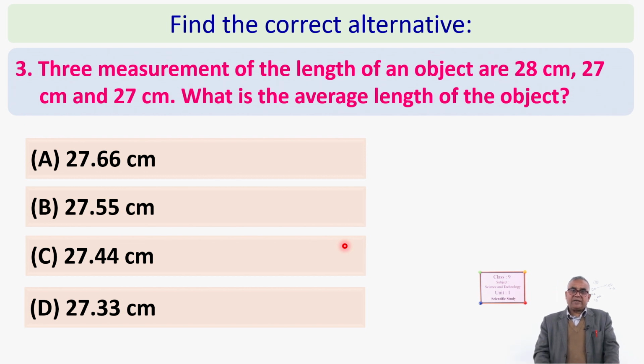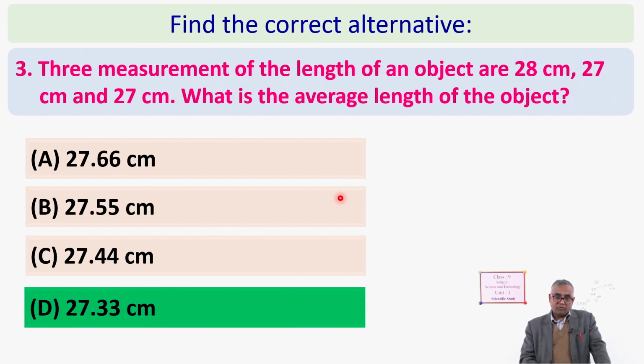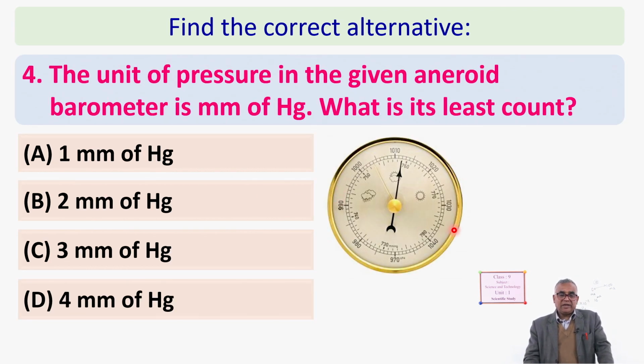Three measurements of the length of an object are 28 centimeter, 27 centimeter, and 27 centimeter. Two are the same. What is the average length of the object? A little bit of calculation is required. You have to add them and then divide by what? How many attempts are there? Divide by that. And what will you get? Find out the answer. Yes, it is 27.33 centimeter.